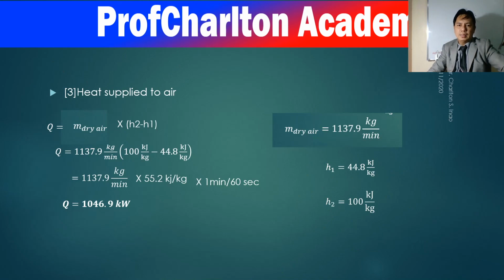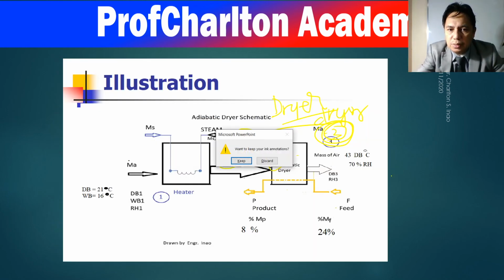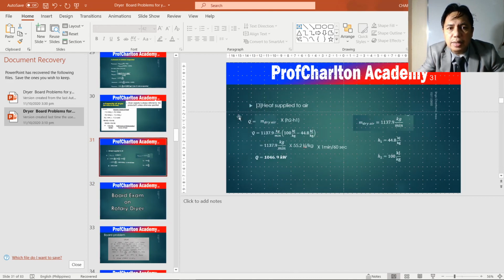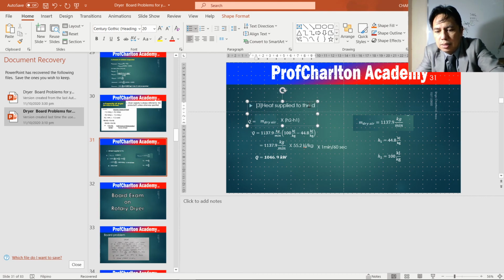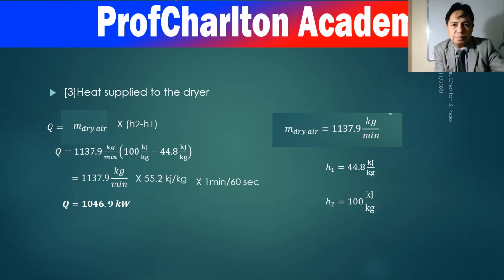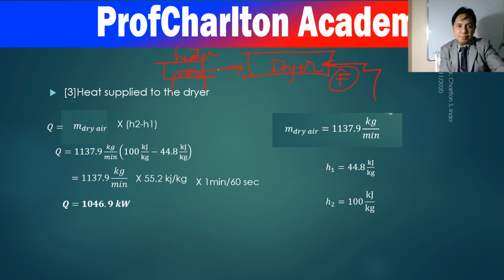Yeah, so heat supply to air. What is this? Heat supply to the dryer. Now see, heat supply to the dryer. That's the third question. So heat supply, let me kind of correct this, it's applied to the dryer, meaning what is the amount of heat coming from the heater, right? Again, so here is the heater, you have the coil, then after the heater there is the dryer. So in the dryer there is this material, bulk of materials we call feed, and then it goes out, it becomes product.